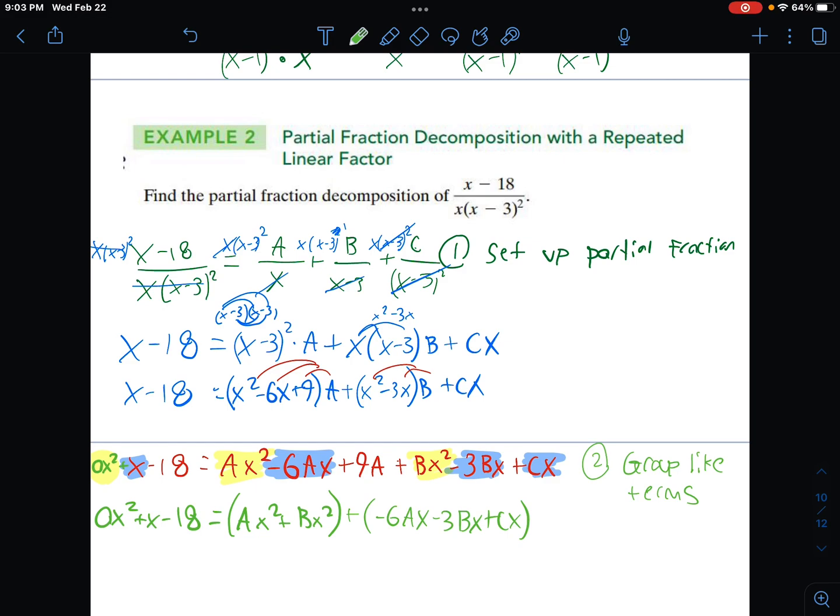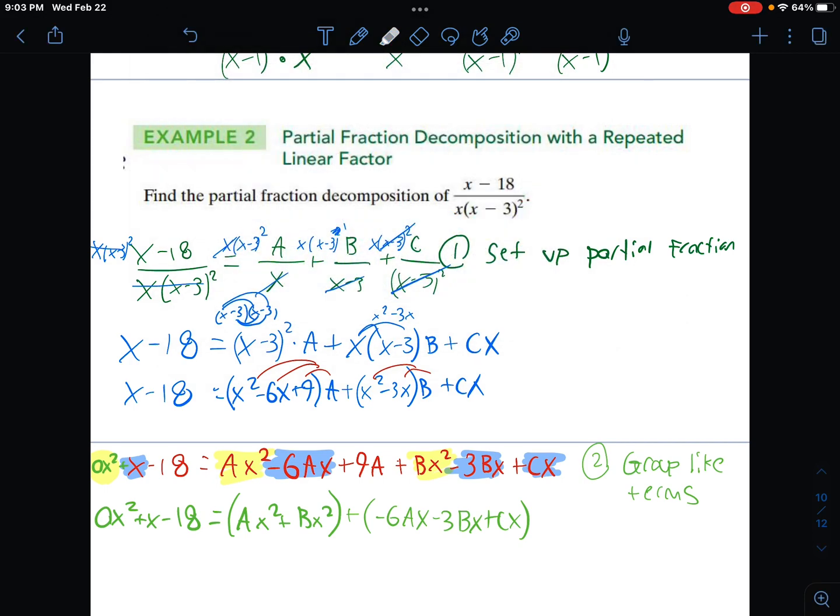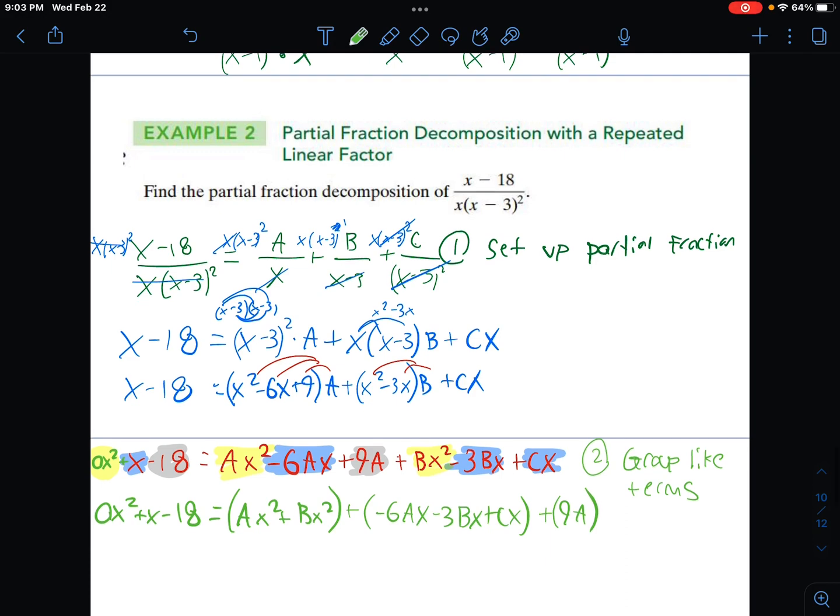And then the nicest part of this is we're going to have one that's all by itself right here. We're going to have just 9a is going to give us negative 18, which you guys can already see what's going to happen with that. We're going to have plus 9a, which is all by itself. It's the only constant that we have here.